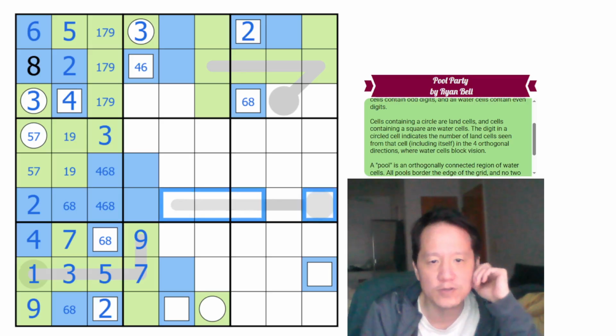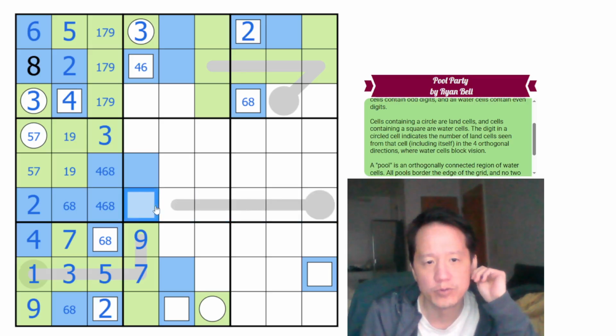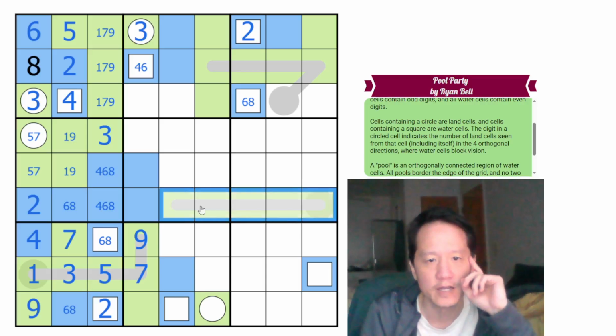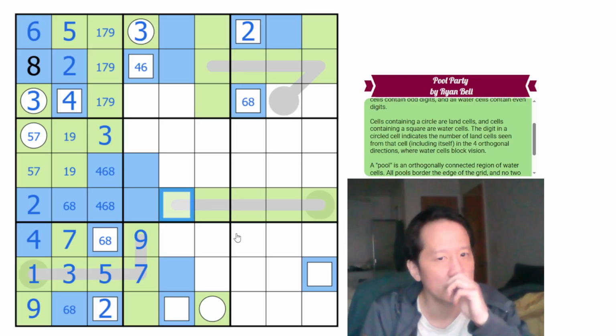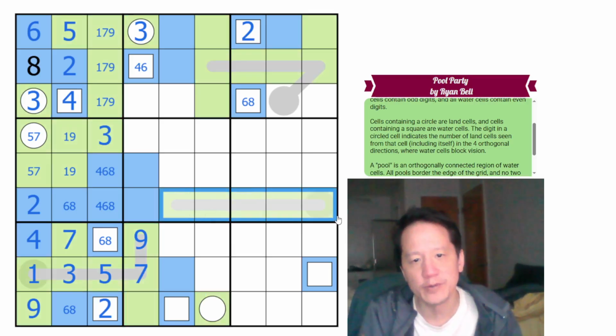Also, the rest of these cells cannot be blue because we have 4 blue cells in row 6, which means these are all land cells. And again, we have a thermometer along this, so this must be 9, 7, 5, 3, and 1.